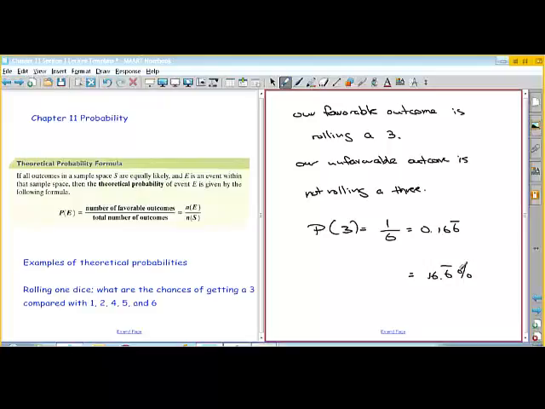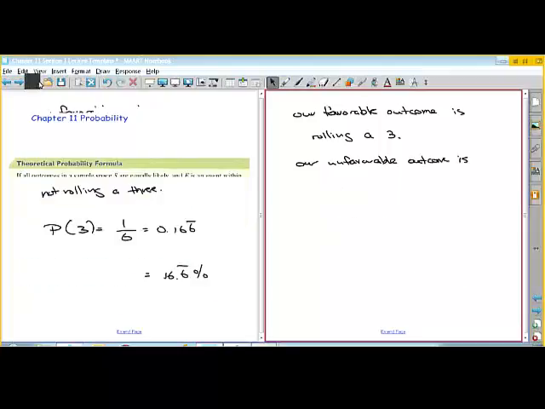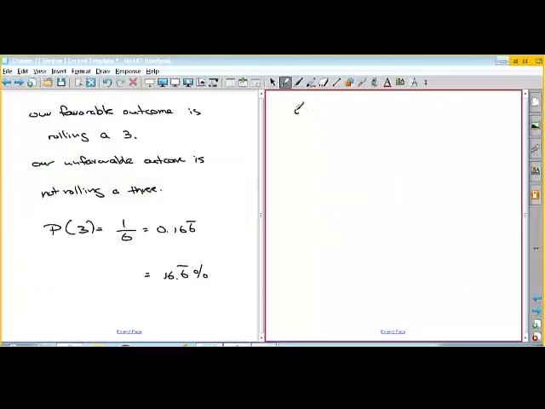So the probability of me rolling a dice and getting a 3, a fair dice, is 0.166. And it's the same with all the other numbers. It's 0.166 for each number.